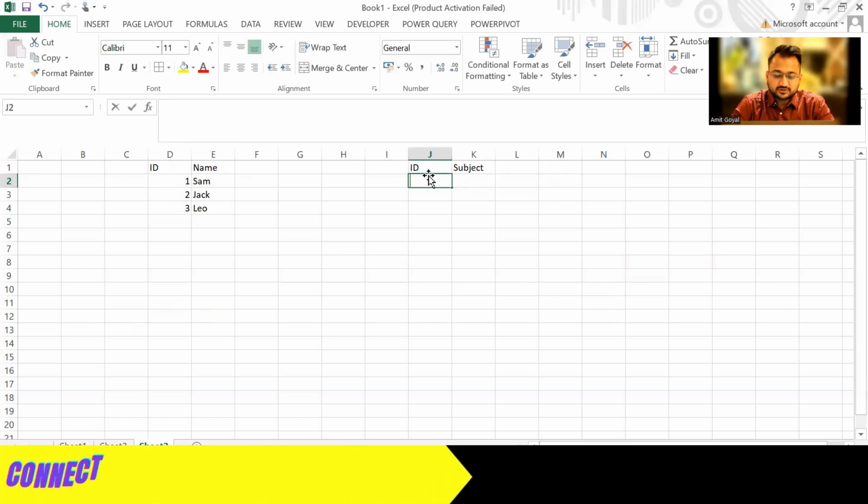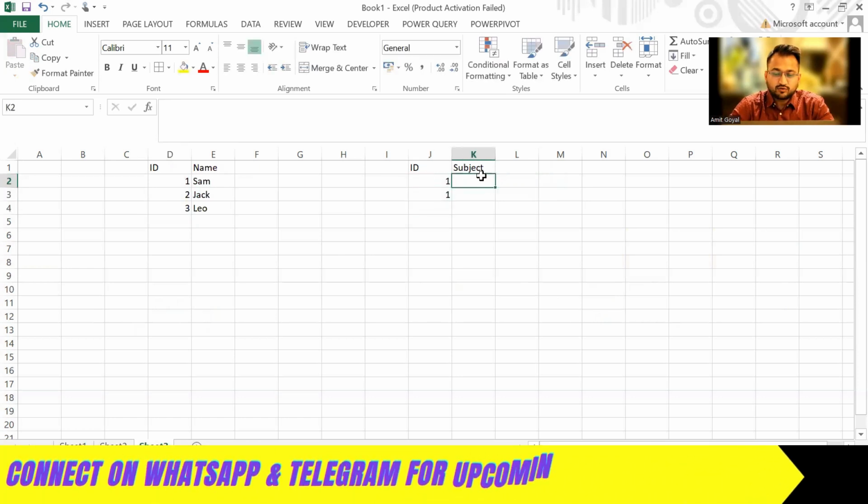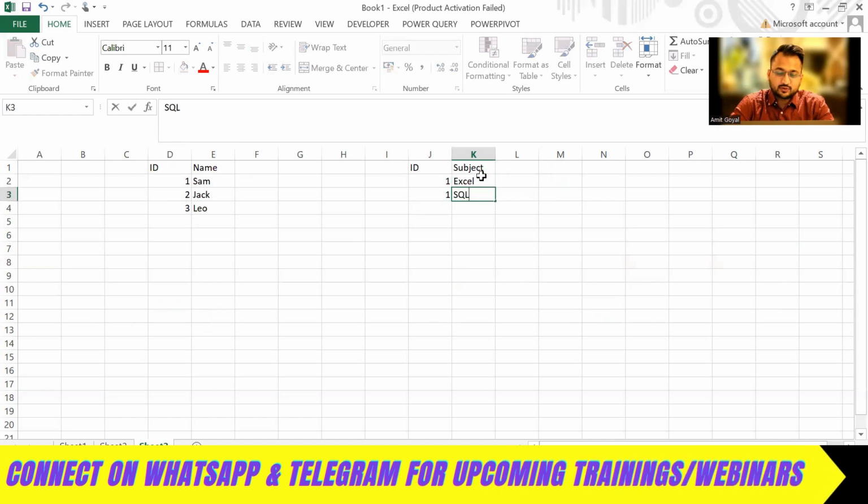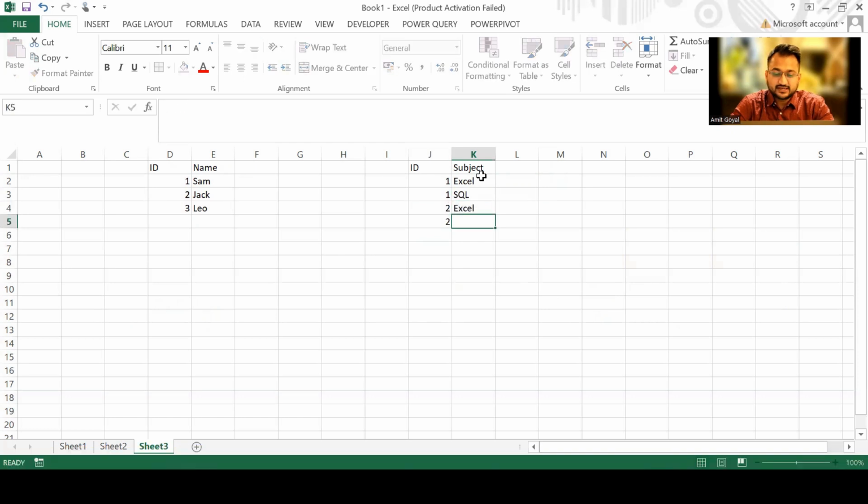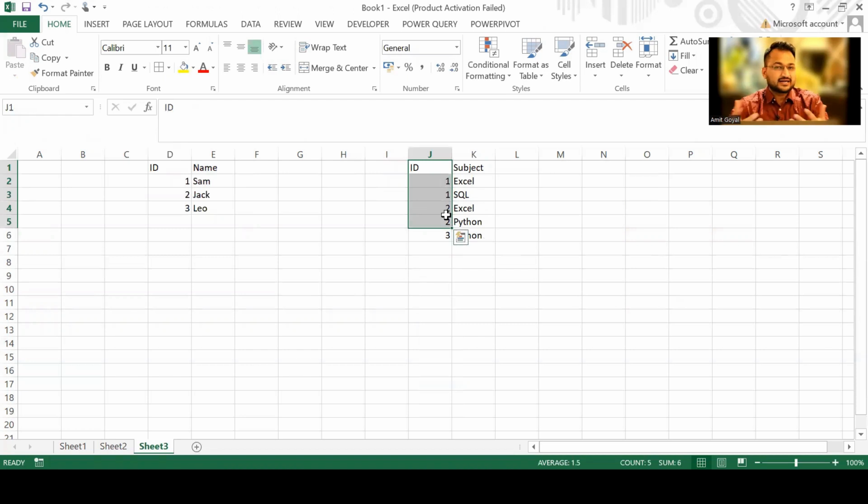So I am saying the person whose ID is 1 has enrolled for Excel and SQL. The person whose ID is 2 has enrolled for Excel, Python. And the person whose ID is 3 has enrolled only for Python. Now, if I have these two tables, by looking at them I have my direct answer. If someone asks me how many subjects Sam is studying, my answer would be 2, Excel and SQL.